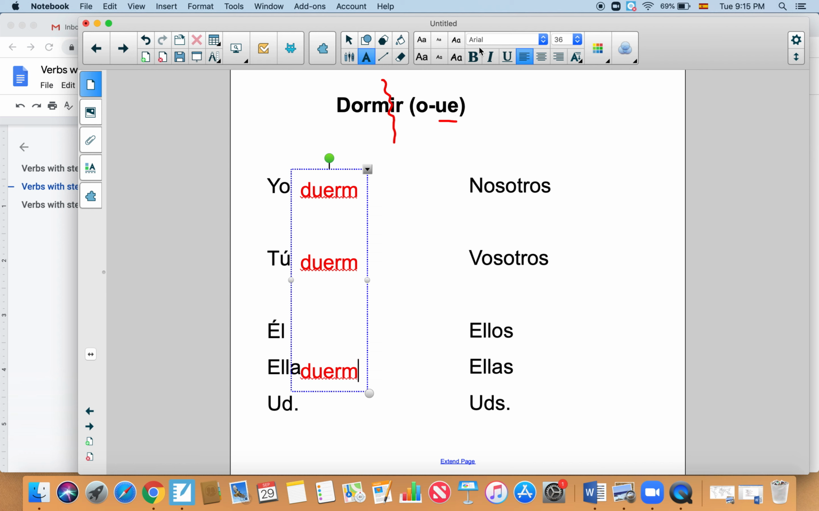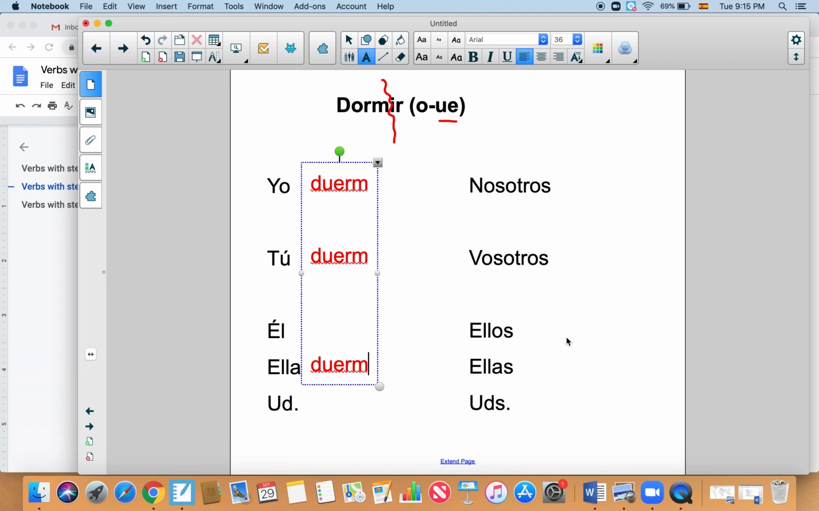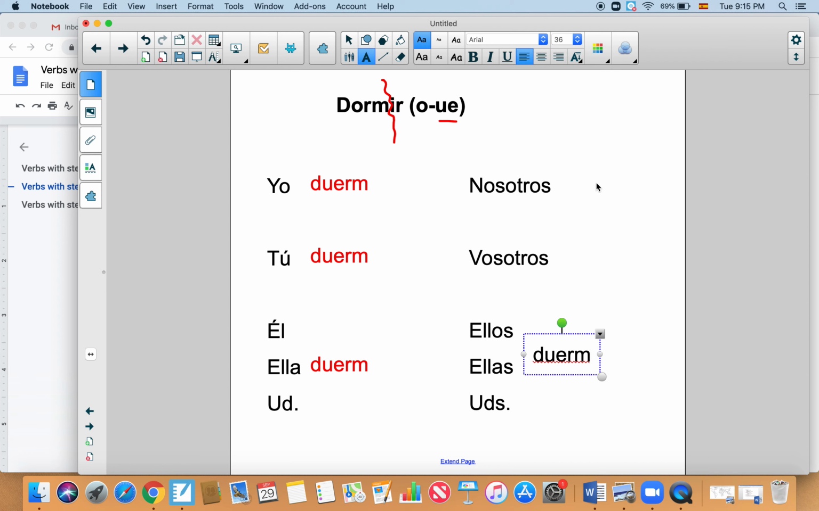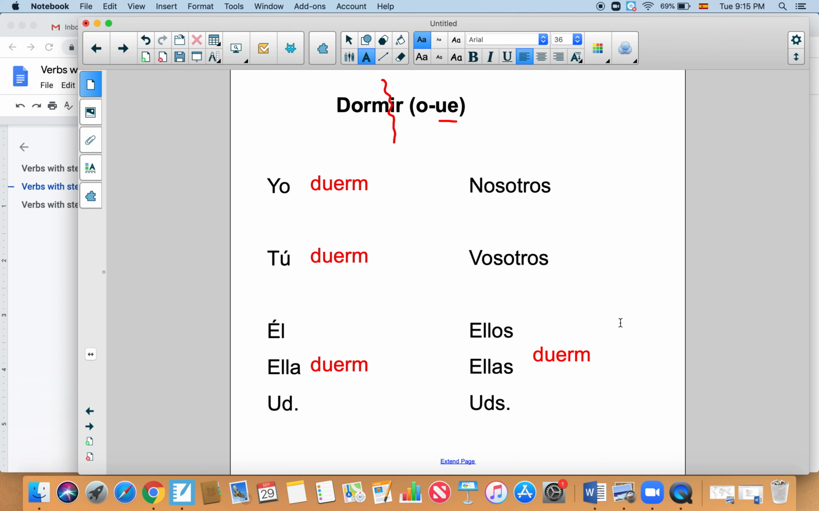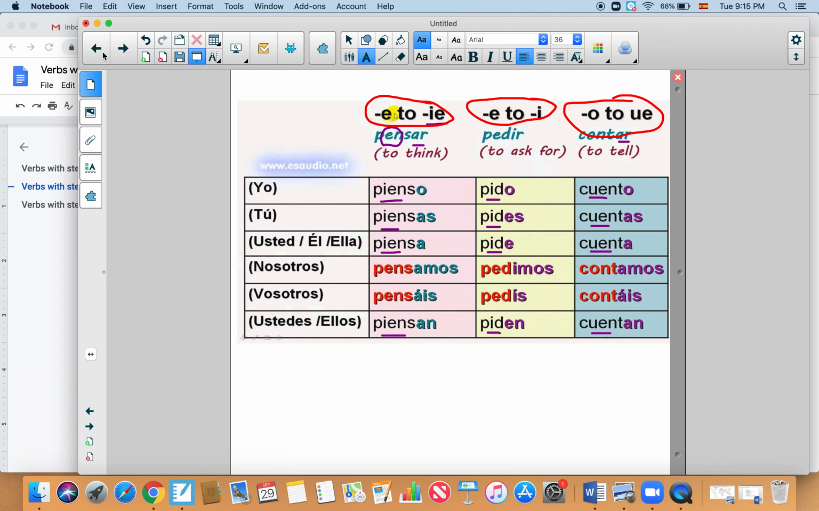Duerm. And down here, we're also going to say duerm. And this is the new stem. The new prefix of the verb is duerm, right? We change that O to a UE, and this is our new root. Now, all we have to do is add our suffixes, okay? Our new endings. And remember, it's an IR verb, so simple enough.